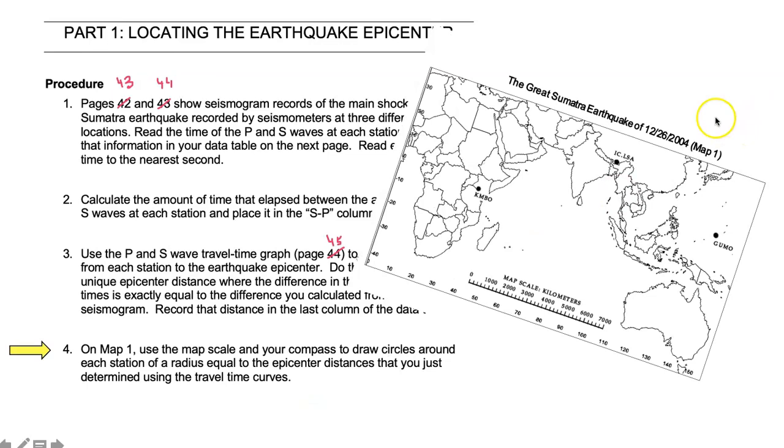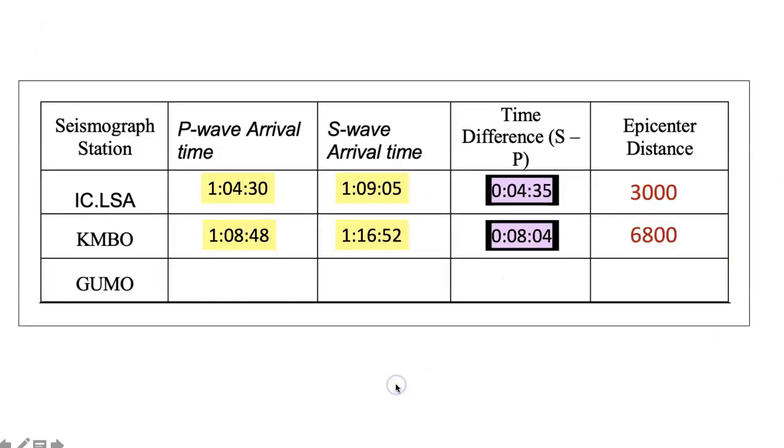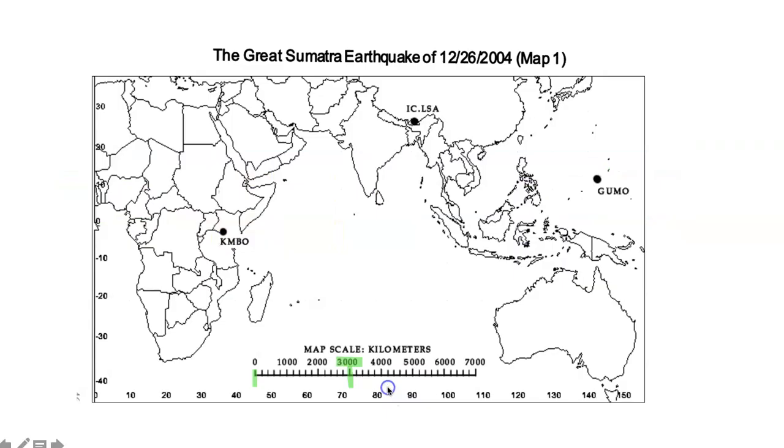We're going to use map 1. Make sure you see that it says map 1. And here are our 3 stations, 1, 2, and 3. And we're going to draw circles. Okay, so let's start with the first one. We have a 3,000 kilometer distance. So here it is. This is the station. And here's our map scale down here.